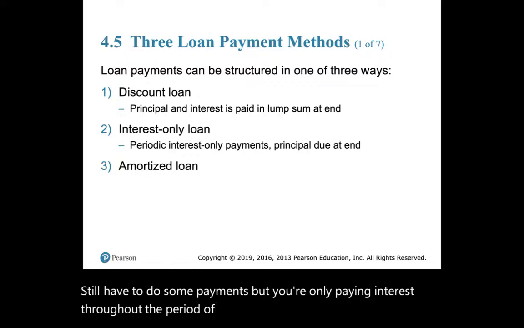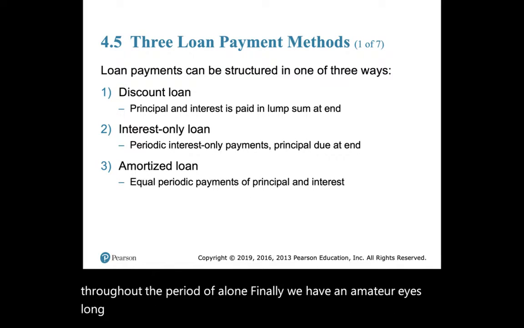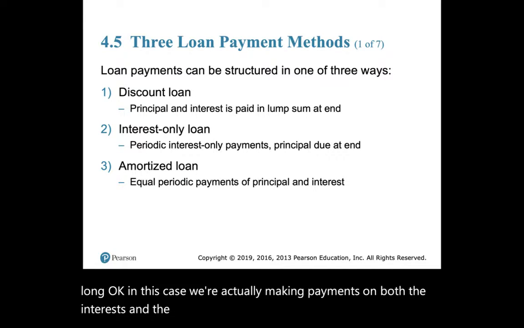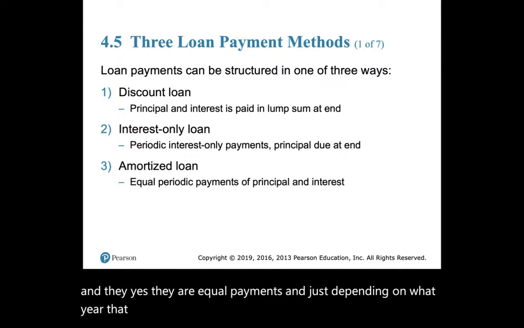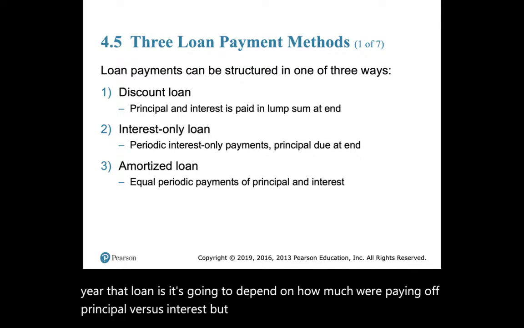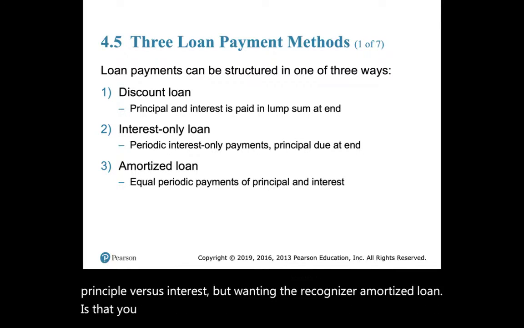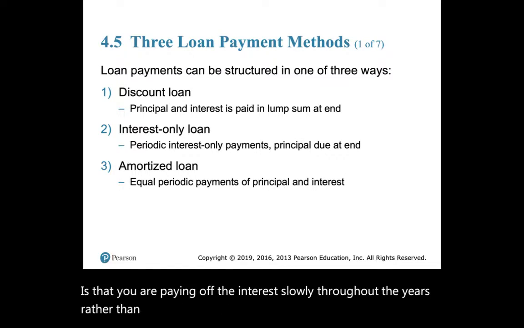Finally, we have an amortized loan. Now in this case, we're actually making payments on both the interest and the principal throughout the period of the loan. They are equal payments, and depending on what year the loan is in, it's going to depend on how much we're paying of principal versus interest. But one thing to recognize with an amortized loan is that you are paying off the interest slowly throughout the years rather than at the end. And that's going to come up again in just one moment.